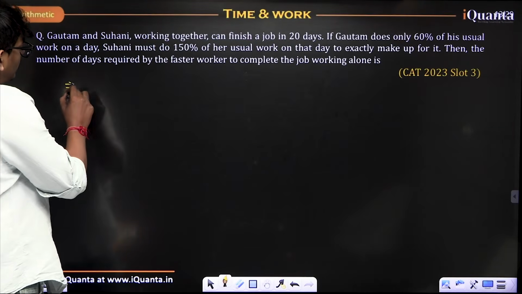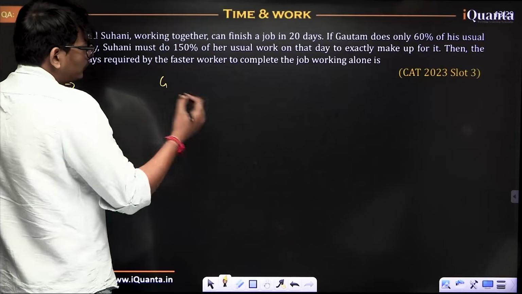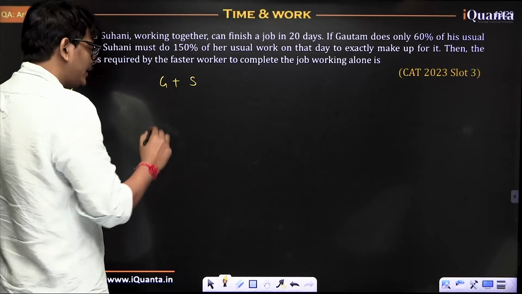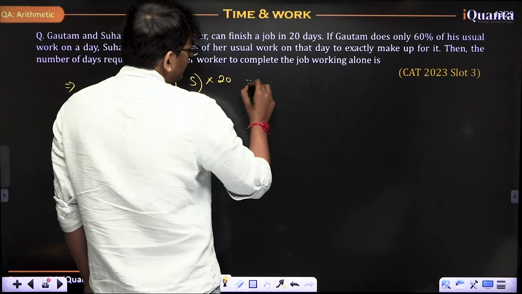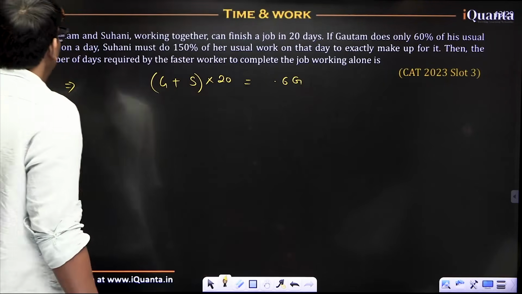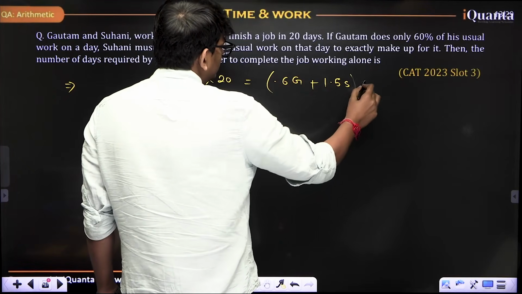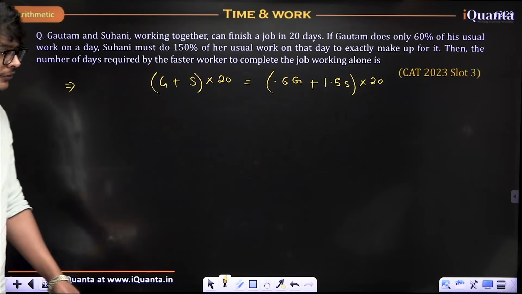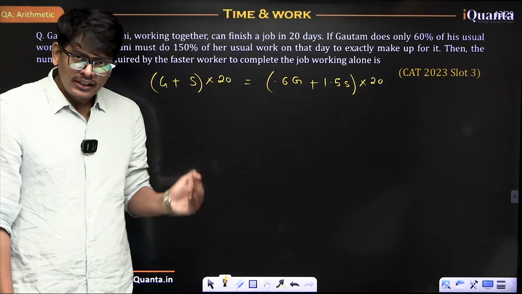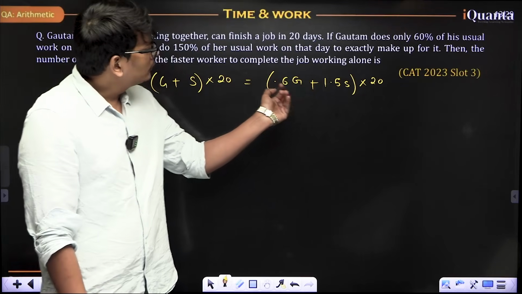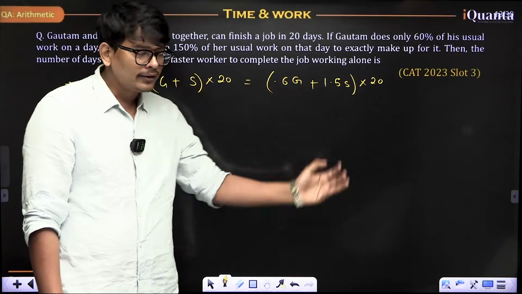Next question. Gautam and Sohani working together can finish a job in 20 days. So suppose Gautam's efficiency is G, Sohani's efficiency is S. They complete the work in 20 days. If Gautam does only 60% of work, 0.6 G, and Sohani must do 150% of her usual work to make up for it, okay, we got another equation. Make up for it means they are also taking 20 days to complete the work, because Gautam's efficiency has gone down, and Sohani has increased her efficiency to compensate for that, right?